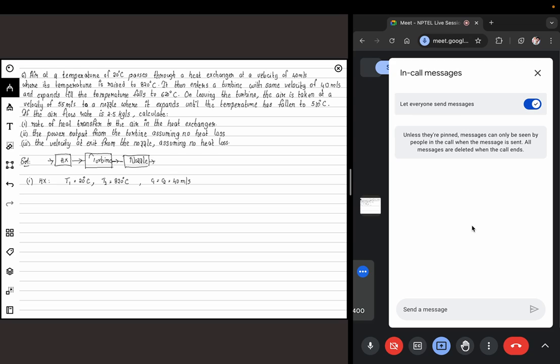So how do I calculate the net heat transfer in the heat exchanger? It is m dot Cp delta T. So m dot Cp (T2 minus T1). This is your net heat exchange. So m dot is already given. For air, you can assume Cp to be 1 kJ per kilogram Kelvin times your delta T.